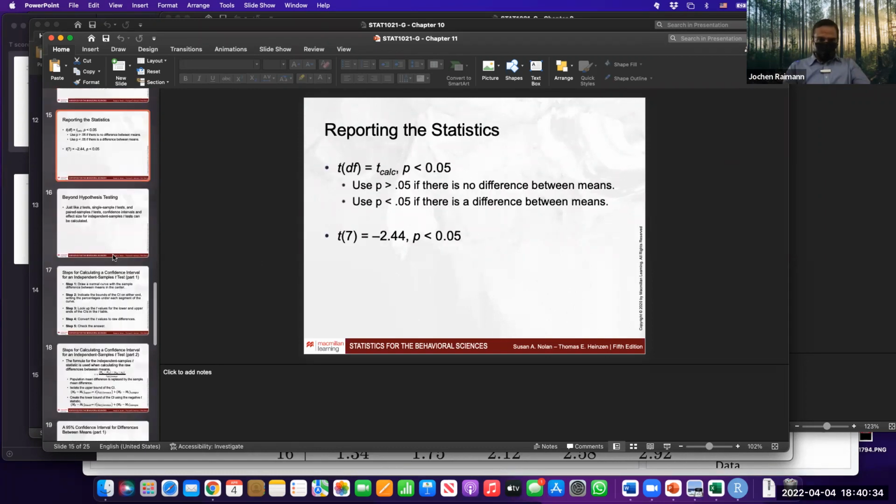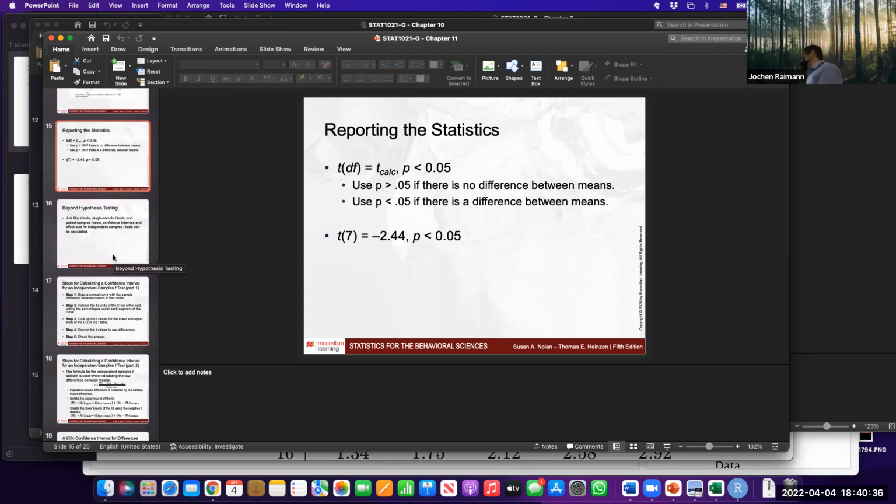Good. So what else? Know how to report findings. This is the APA standard. You have a t-score for a certain degree of freedom, and you state your t-score after an equal sign. You indicate your observed p-value, the probability of your difference being only due to random sampling error or pure chance, after a comma. So this is your p-value.